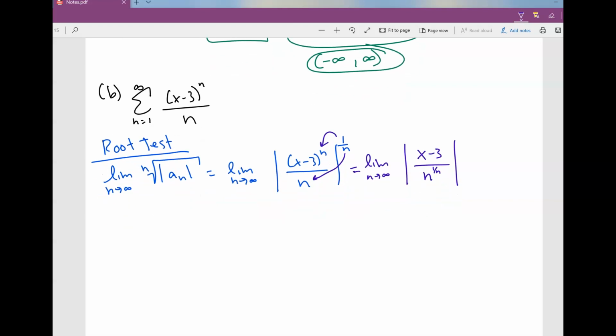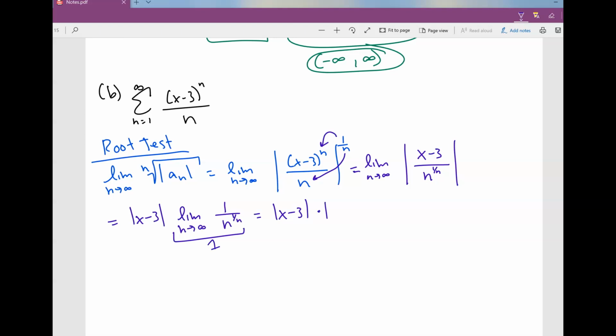Okay, so now we can pull the absolute value of x minus 3 out. You're left with the limit as n goes to infinity; the absolute value is not going to affect it, so you're just left with n to the 1 over n. And we said when we covered the root test that this is just going to go to 1. So all I'm left with is x minus 3, times 1.